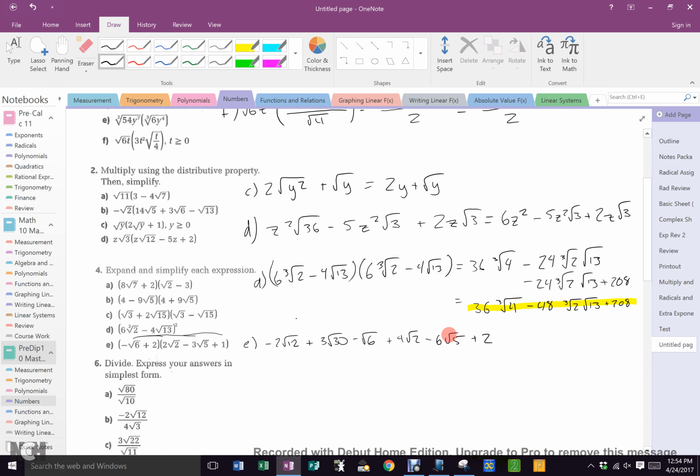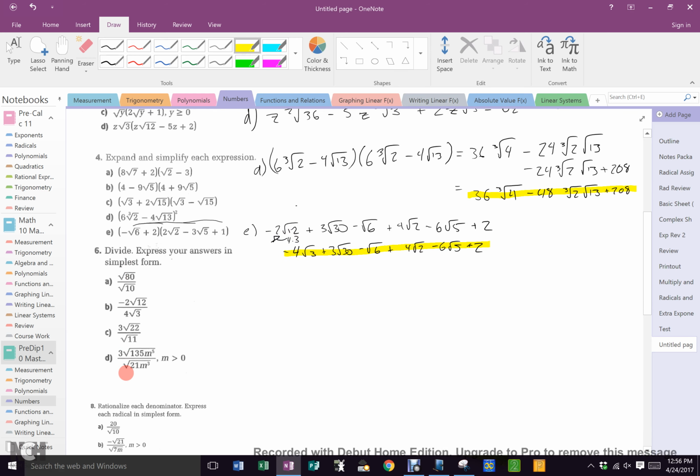And then we'll do any simplifying we can. That's 4 times 3, so that's going to get out a 2. So that's going to be negative 8 root 3 plus 3 root 30 minus root 6 plus 4 root 2 minus 6 root 5 plus 2. This should have been minus 4. There you go. All right.